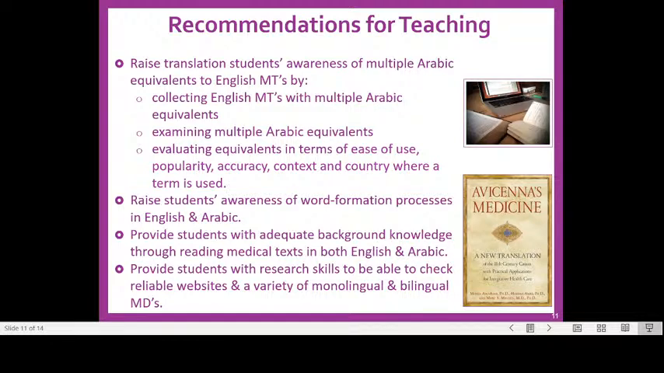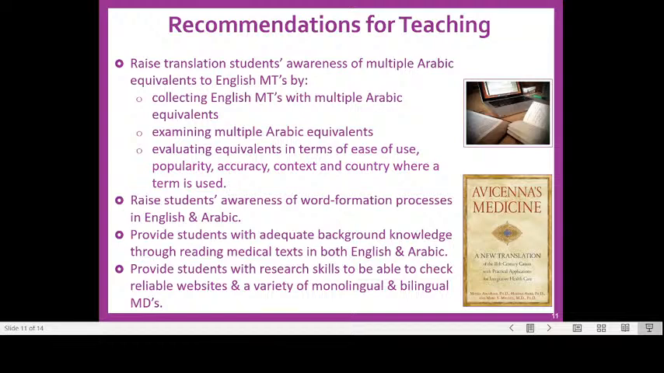At the end of this paper, I would like to give some recommendations. One recommendation is to raise students' awareness of multiple Arabic equivalents to English medical terms by collecting English medical terms with multiple Arabic equivalents, examining the multiple Arabic equivalents, evaluating equivalence in terms of ease of use, popularity, accuracy, context, and country where a term is used.